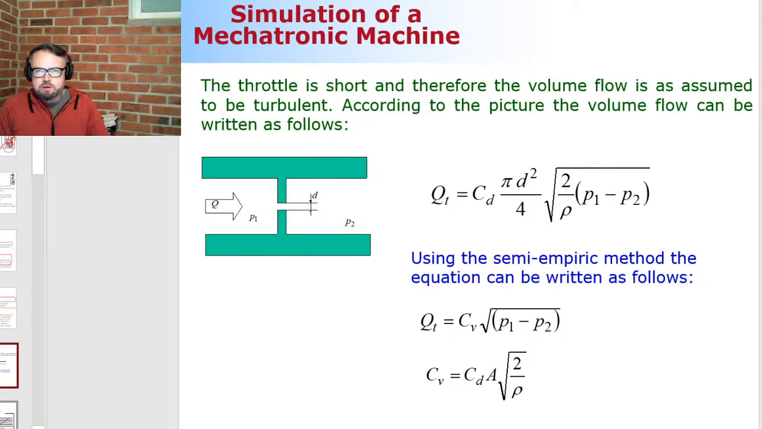So first component is a throttle valve, and it's a simple drilling where the flow rate is forced to travel through. So it goes the way that I have here. I'm assuming that there is a circular shape of the throttle valve with the diameter D here. And I have here the pressure on the left-hand side of the throttle and the right-hand side of the throttle.